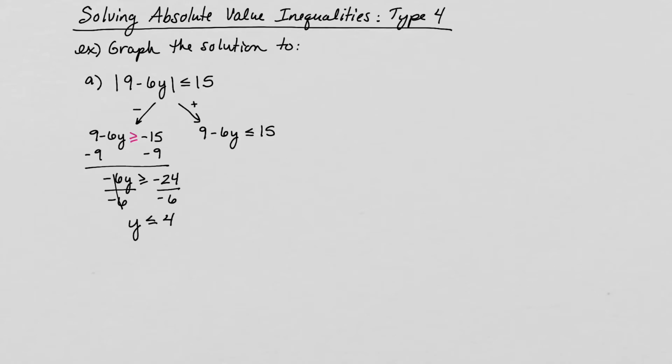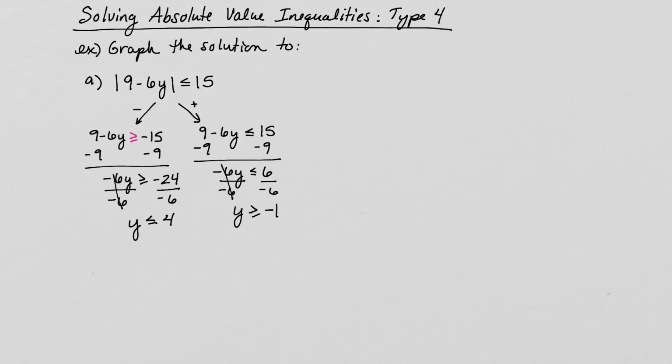Then we're going to go to the other side. So we have, again, subtract 9 from both sides. So I have minus 6y less than or equal to 6. And then I'm going to divide both sides by negative 6. Again, I'm going to flip the sign, so y is greater than or equal to negative 1.